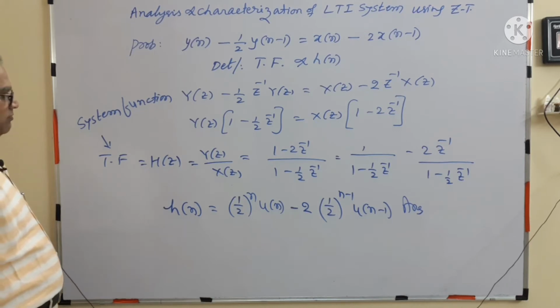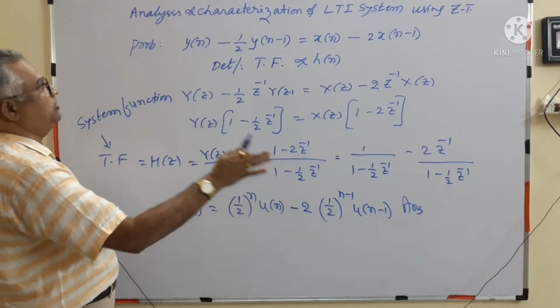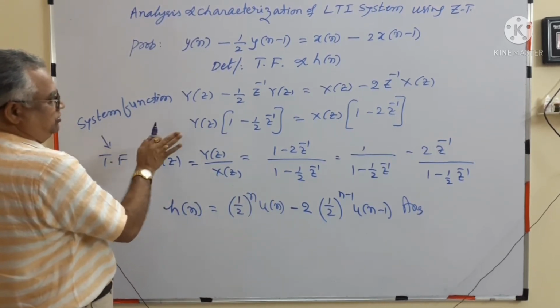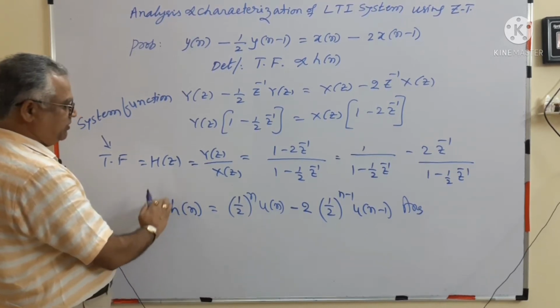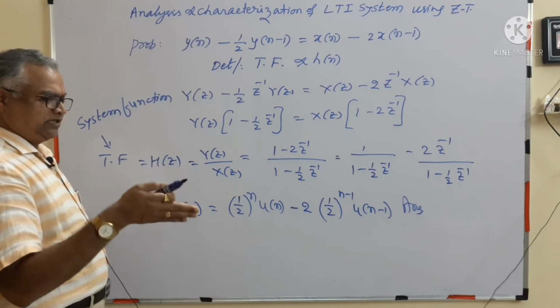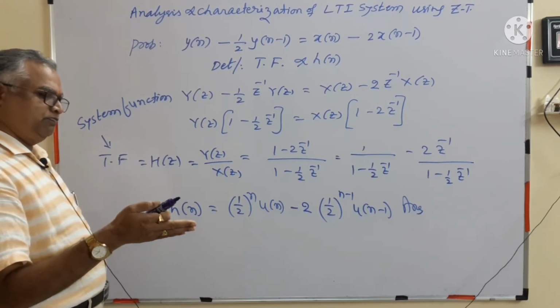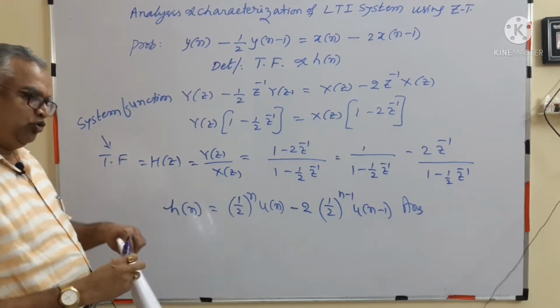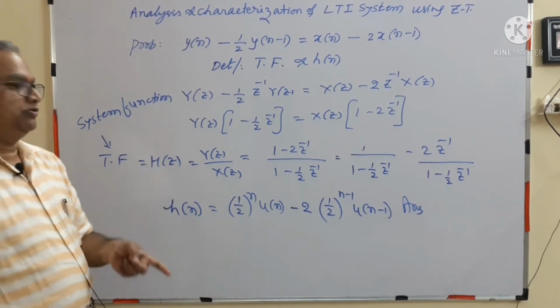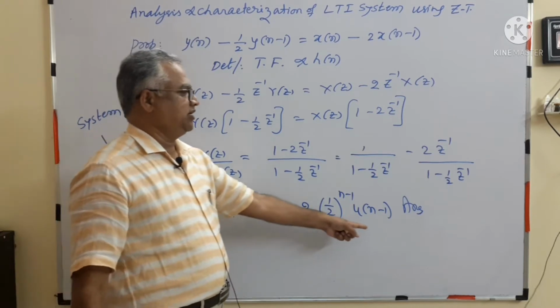So the sequence is compulsorily a right side sequence only, because the input is not there. This is what impulse response is. Now, impulse response means the impulse is applied at n equal to 0. Before 0 nothing is there, so obviously you get output after n greater than 0. So it is a causal sequence.